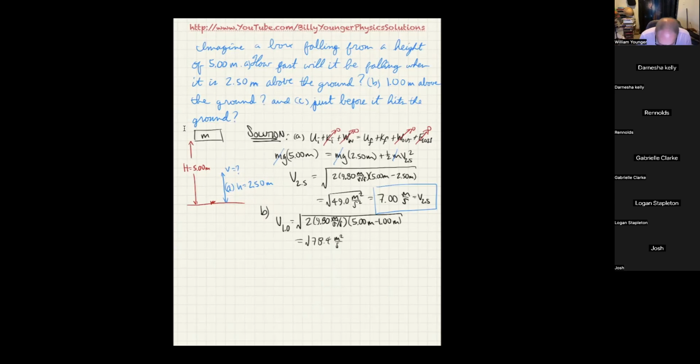meters squared per second squared. And now I'm going to take the square root of that. And that gives me 8.85 meters per second equals V of 1.0.